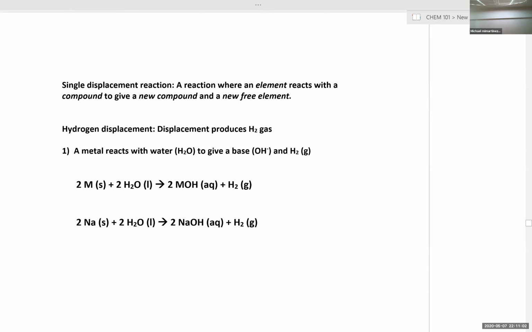So a single displacement reaction, displacement is the name, implying an element is reacting with a compound to give a new compound and a new free element. These displacement reactions can be classified into a few major categories. The first of which is known as the hydrogen displacement, where a displacement produces hydrogen gas. So a metal reacts with water to give a base and hydrogen gas.